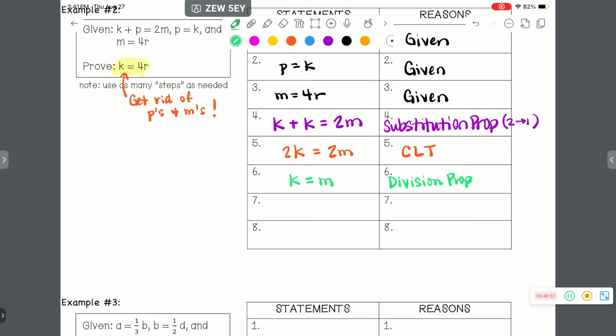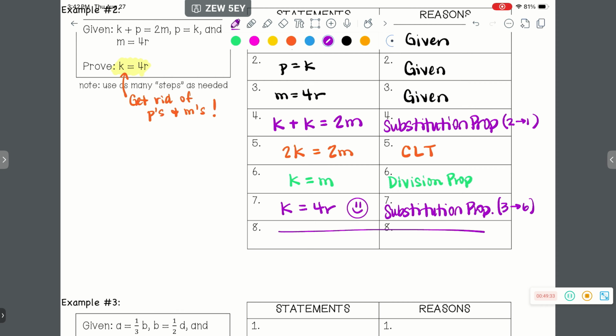What am I going to do now? We're going to do another substitution because right here in step 3, we haven't used him yet. I know M equals 4R. So instead of M, I'm going to write 4R. So K equals 4R. And isn't that what we were trying to prove all along? And my reason, of course, for that step, substitution property. And I'm going to put a little footnote for myself. What did we substitute? We substituted step 3 into step 6. Again, you don't have to do that. That's just kind of there if you like that.